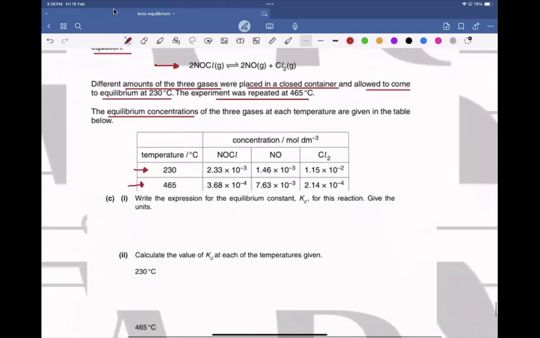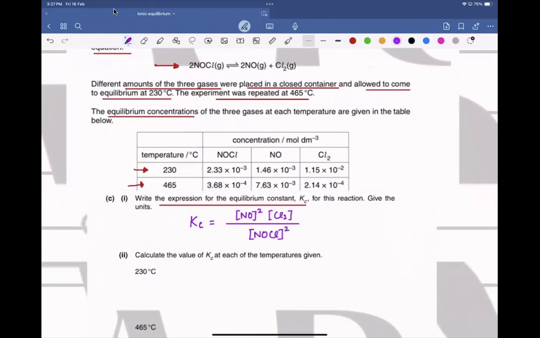Now, they are saying write the expression for the equilibrium constant Kc for this reaction and give the units. So for this reaction, Kc is equal to the concentration of NO raised to the power 2 times the concentration of chlorine, divided by the concentration of NOCl raised to the power 2. Is this clear to all of you? Yes. Now, for the unit, there is a square of the concentration of one substance in the numerator, and the other substance has only its concentration, and in the denominator, there is a square of the concentration of one substance.